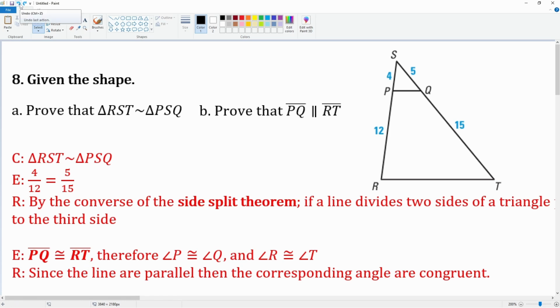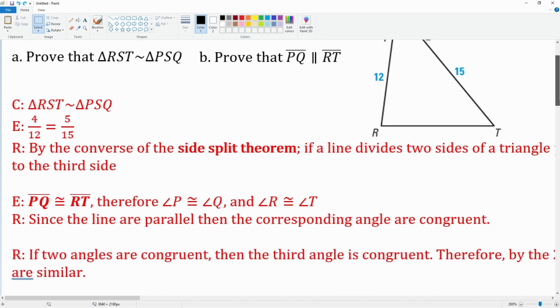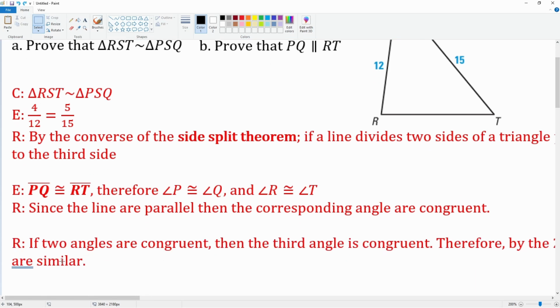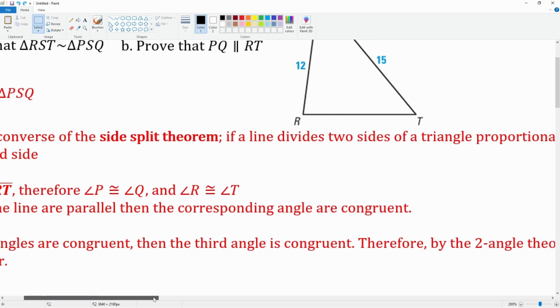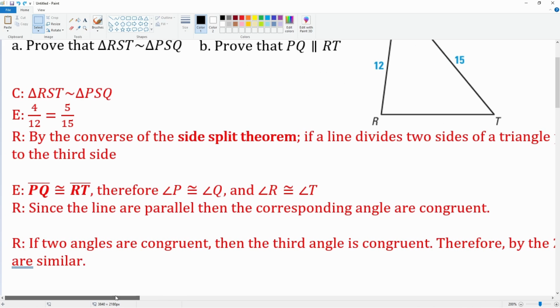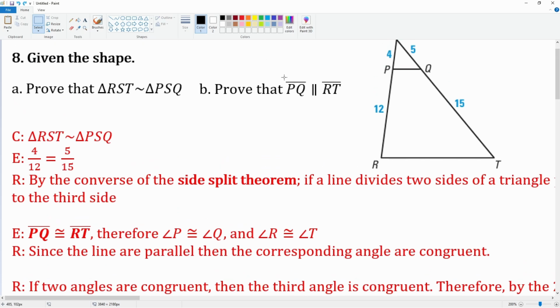Once I get corresponding angles, I can then say, well, if two angles of a triangle are congruent, then I know the third one, right? Because, right, triangle sum, right? The third angle has to be the same. Or the property that if two angles are congruent, the third angle has to be congruent. Okay, since all three angles are congruent by the two angle theorem, the triangles have to be similar, right? The only thing I need is this was supposed to be the parallel symbol right here. Okay, there, it's not equal, it's parallel.